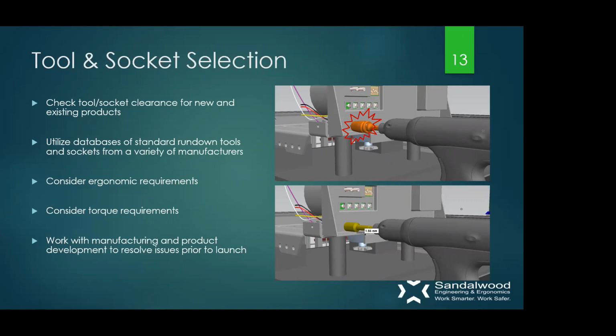You can see an example of this on the right here, where in the top photo, the socket that was selected is actually colliding with the assembly, and we're able to select a different tool to resolve that issue long before it hits the floor. We're also looking at things like the torque requirements, right? Do we need to use a 3/8 or a 1/2 inch drive tool? Also want to consider ergonomic requirements, which we'll look at here in a minute. And then again, if we do find issues, we can work with manufacturing and product development to resolve those issues long before launch.